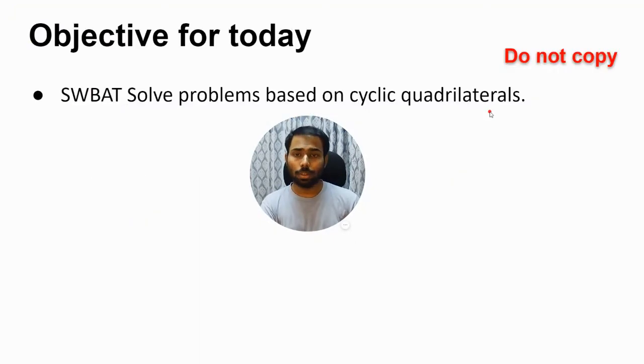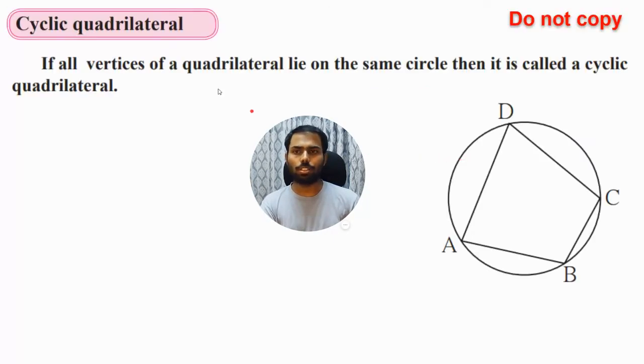Okay, but the objective for today is that students will be able to solve problems based on cyclic quadrilaterals. So we're going to see what cyclic quadrilaterals are today, and we are going to see some properties and theorems based on cyclic quadrilaterals. The first question to answer is, what is a cyclic quadrilateral? If all vertices of a quadrilateral lie on the same circle, then it is called a cyclic quadrilateral.